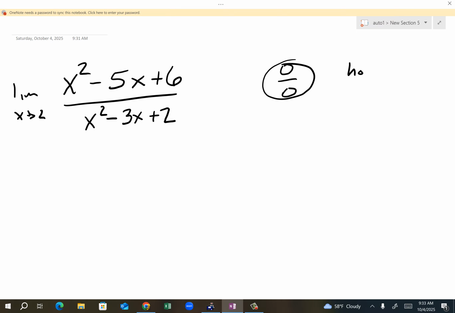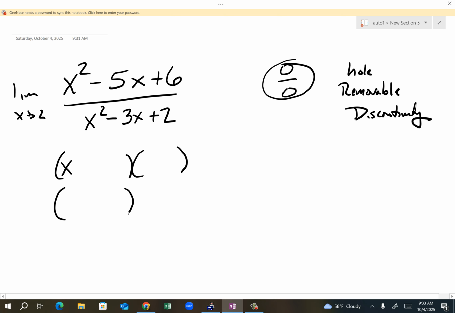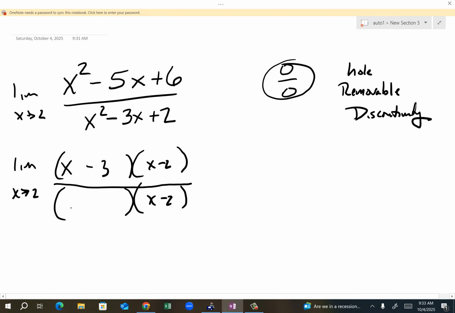100% of the time, it's a hole. That means it's a removable discontinuity, which means that you can factor this. And I 100% promise you that there's an x minus 2 on the top and the bottom. How do I know that? Well, because what value of x makes it 0? 2. And so 2 minus 2 is 0.